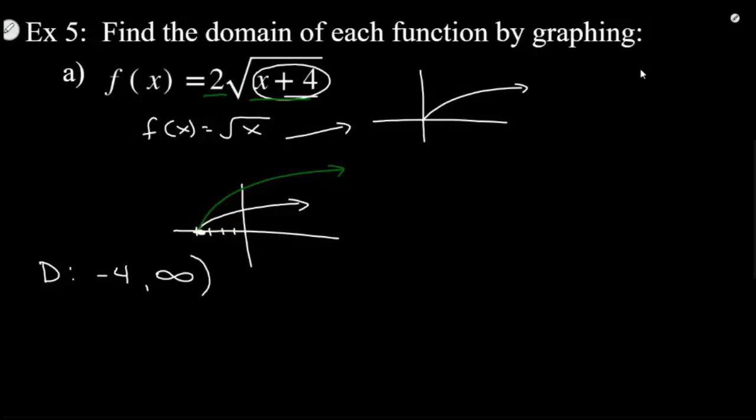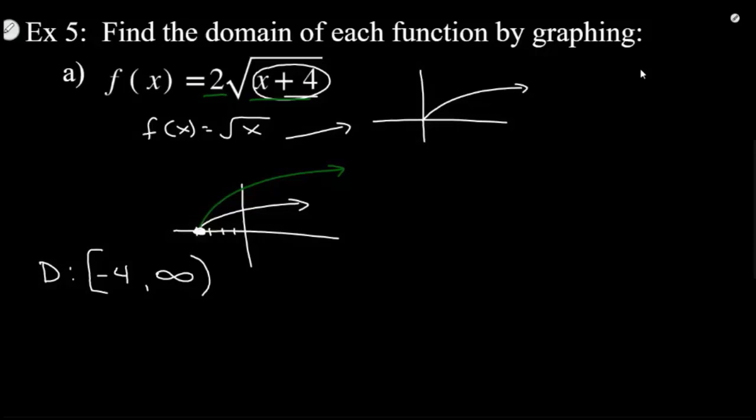But what do we have to know about the -4? Is that going to be a parentheses like the infinity, or a bracket? And how do we know? It is a bracket because it's closed. Is it okay to put a -4 into this equation? Yeah, -4 + 4 is 0. And what is the square root of 0? Well, it's 0. 0 times 0 is 0, right? That's the smallest number you can take the square root of. So we get our domain is from -4 to infinity.